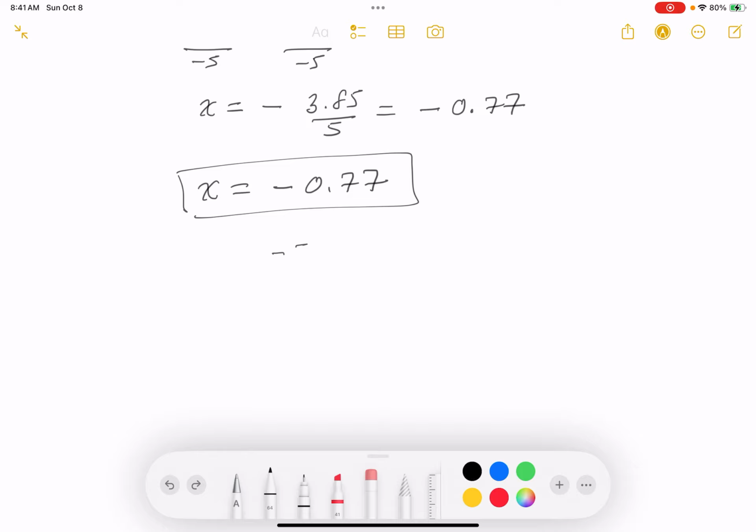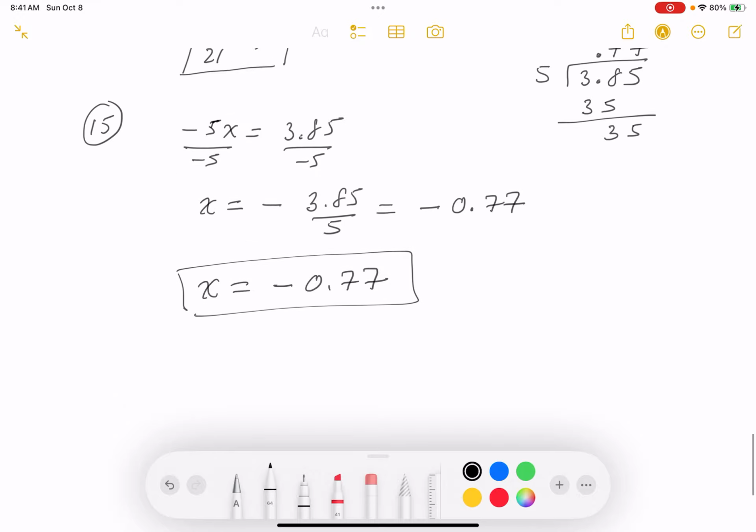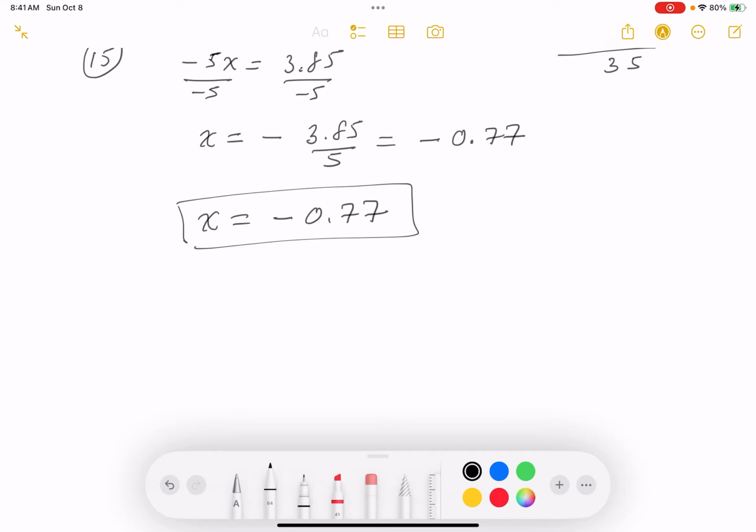All right, so I'm going to get my eraser out and erase this again, and I'm going to check it. And so where do you check it? You always go back to the original. All right, what's the original going to be? What number are we on again? Oh, 15. Let's put 15 down again. It's minus 5 times x, the original equation, equals 3.85.